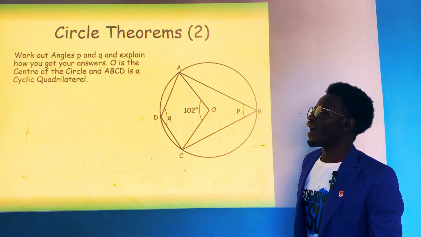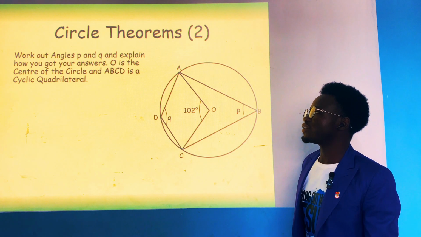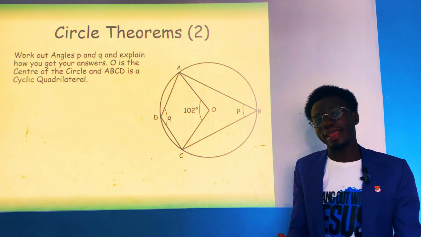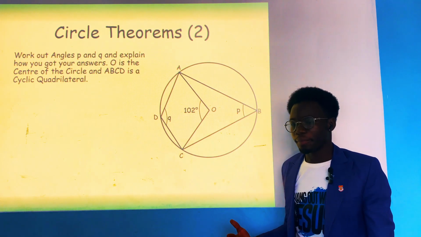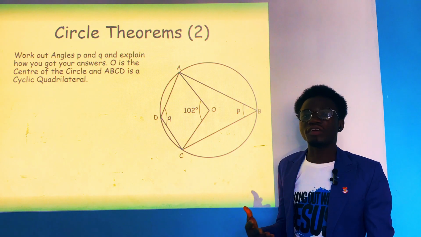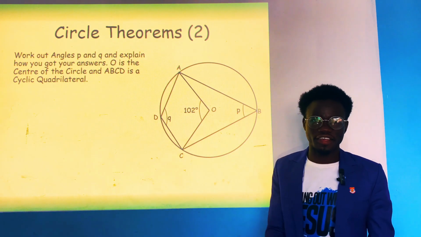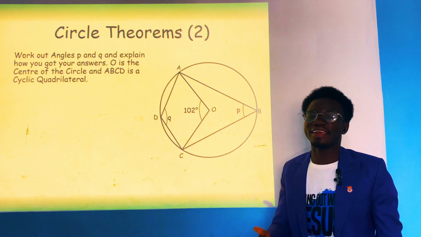Work out angles P and Q and explain how you got your answers. So mostly, like I said in circle theory, the emphasis is on the reasons you are giving. Why are you saying this angle is equal to this angle? Why are you saying that this angle is this?